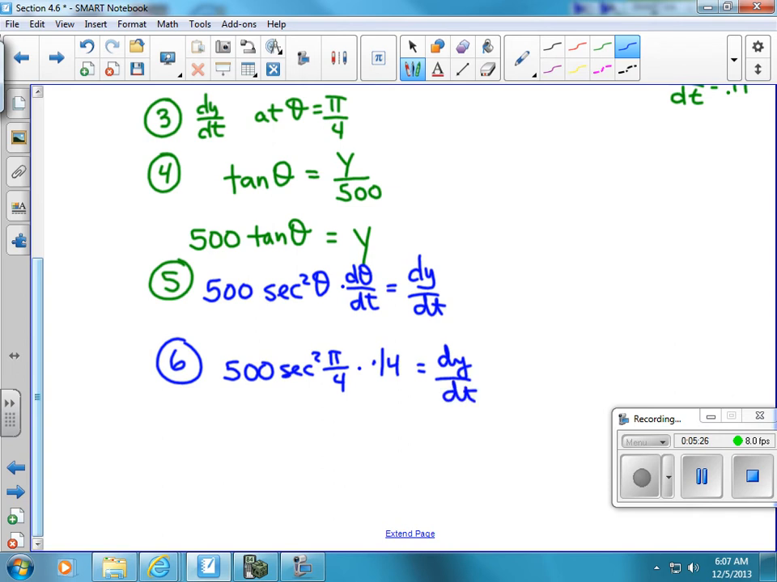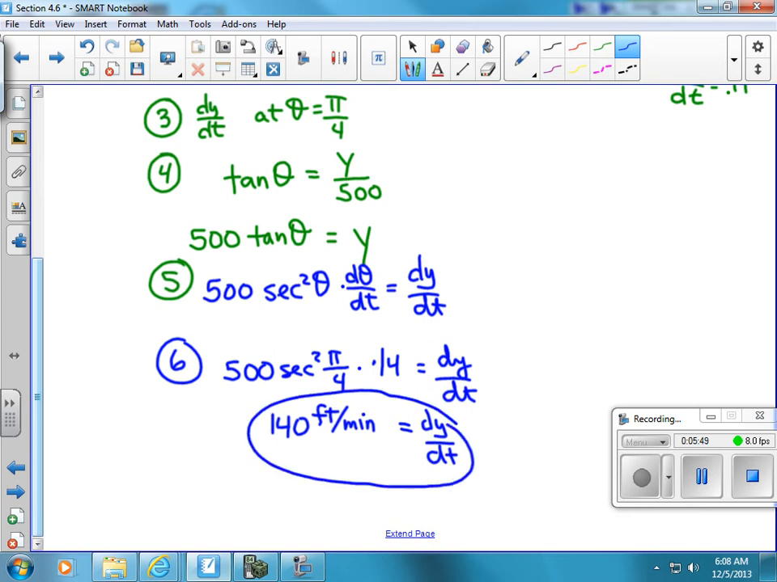Put this into your calculator. Secant is 1 over cosine. So put that in your calculator and you should get 140 feet per minute. And that is how fast the balloon is rising at that time.